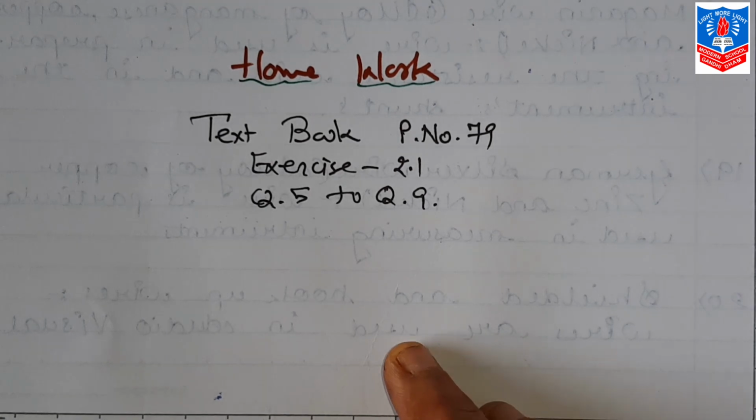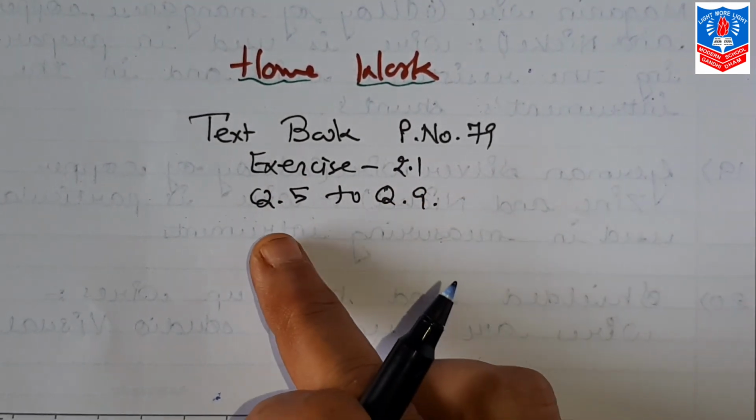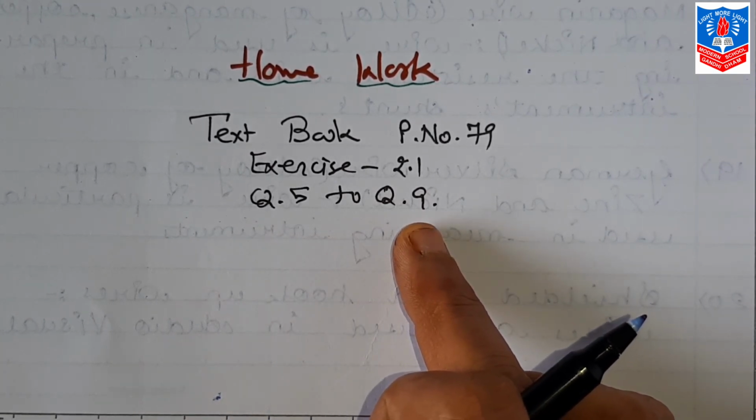Today's homework, textbook page number 79, exercise 2.1, question 5 to question number 9, similar types of sums.